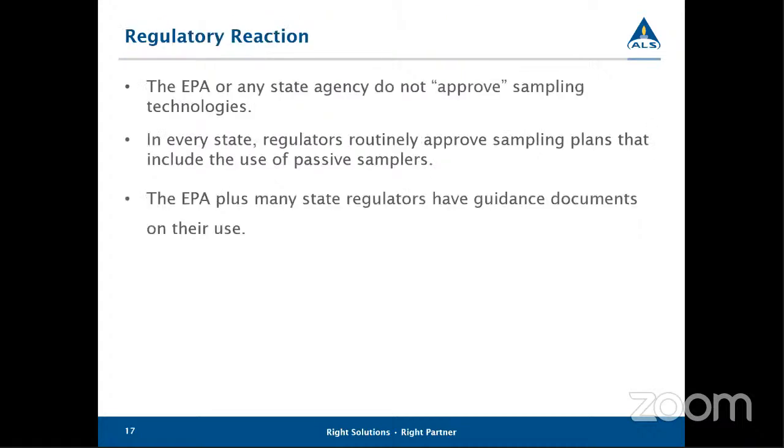So as far as regulatory reactions, the EPA or any state agencies, they don't technically approve sampling technologies. Regulators have routinely approved sampling plans that include the use of passive samplers. We've had clients use these in just about every state as well as internationally. The EPA and there's also state regulators that have guidance documents on passive sampling for groundwater, and if you work it into your sampling plan and you have the justification for it, it's something that most regulators should be at least tangentially familiar with at this point, and there is plenty of guidance documents that can be pointed to as well.